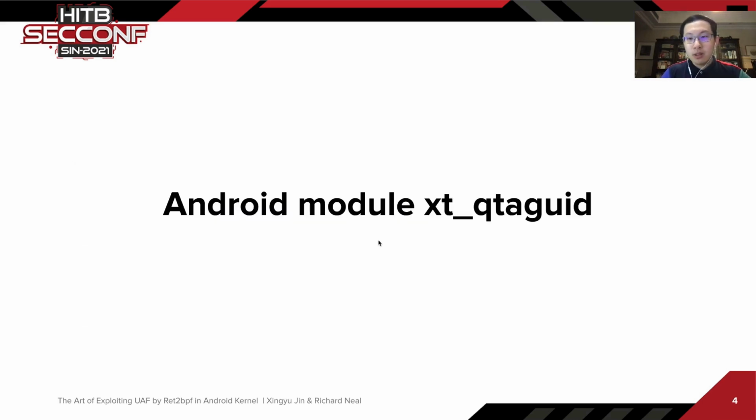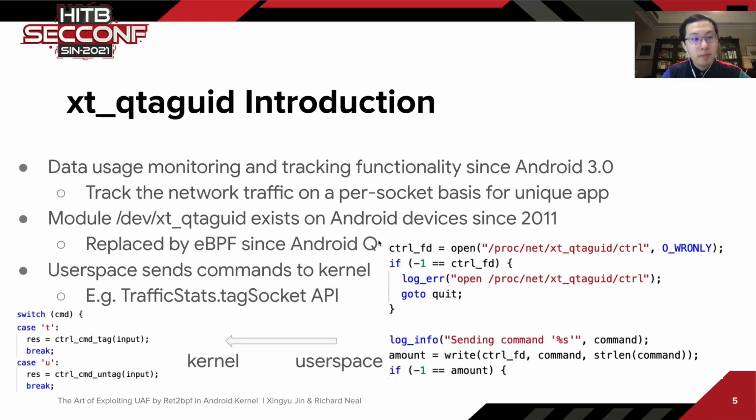Okay, so let's take a look at the affected Android kernel module xt_qtaguid. The module is mainly used for tracking the network traffic on a per-socket basis for a unique app since Android 3. It is replaced by eBPF since Android Q. So only Android Pie and lower versions are affected. Basically how it works is that a user space program may send command data to the kernel module, such as asking the kernel to tag a socket or untag a socket.